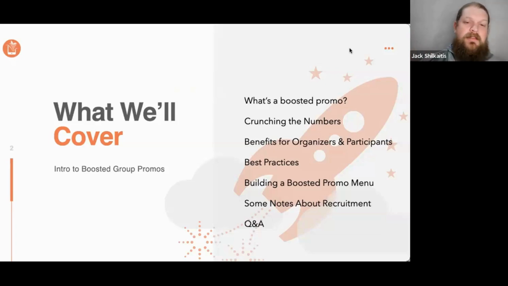We're going to talk about the benefits for promo organizers and participants because everybody can benefit from boosted promos. We're also going to talk about some best practices, particularly for promo organizers, but this will also help if you're a participant who is looking for boosted promos. This is kind of what you should expect the organizer to be doing. How you build a boosted promo menu.